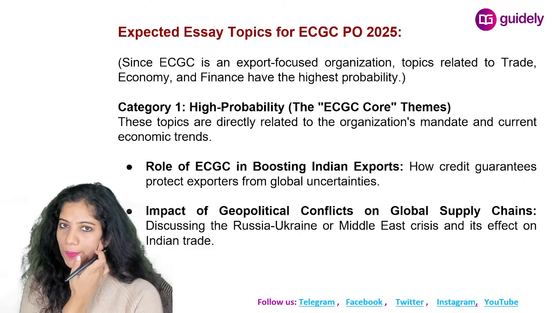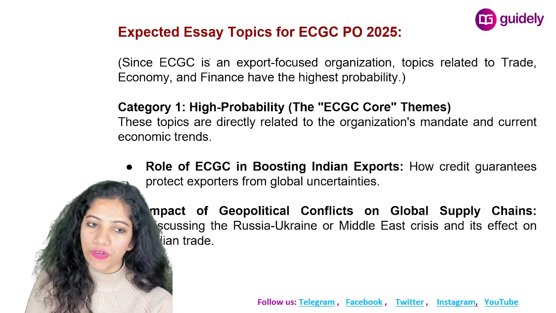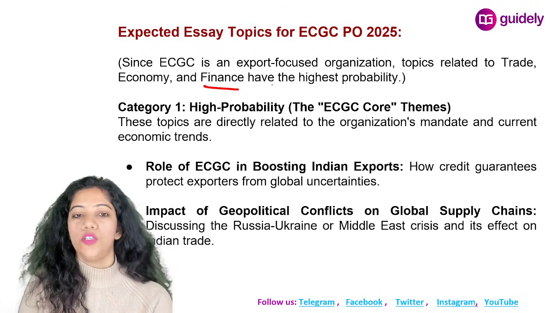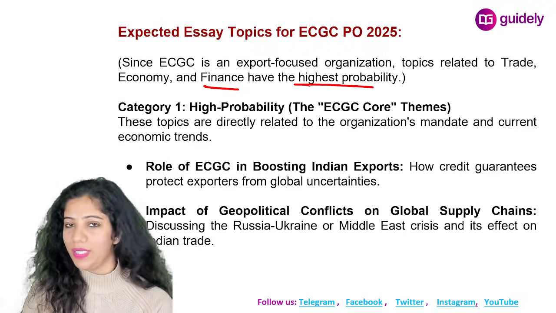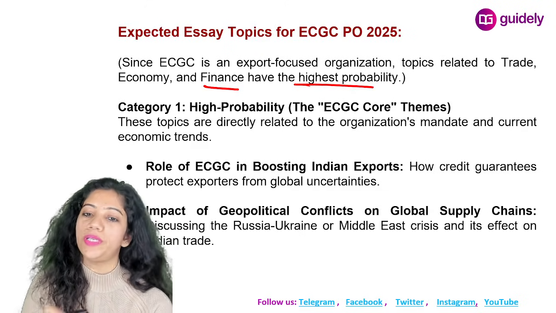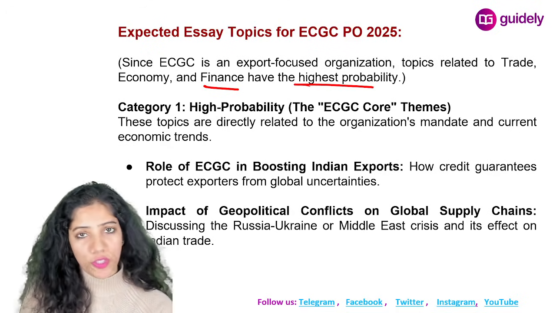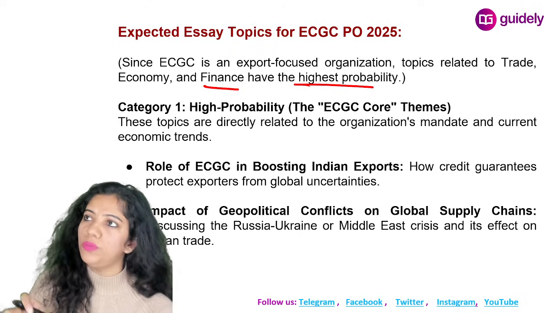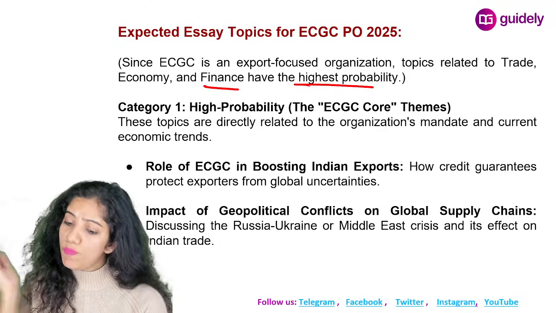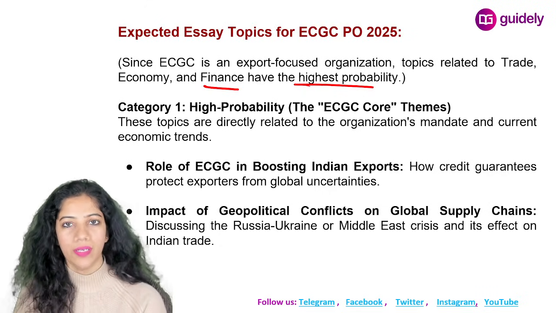So let's talk about category number one. As you know, they will be related to trade, economy, or finance. So I would say there is the highest probability that you are going to get topics from these categories that I'm talking about. And I'm being very logical here because whatever is the post, it must be something related to that. So here I see the proper relevancy.